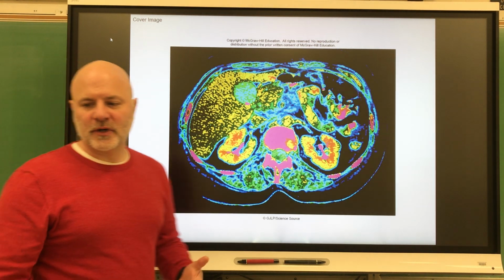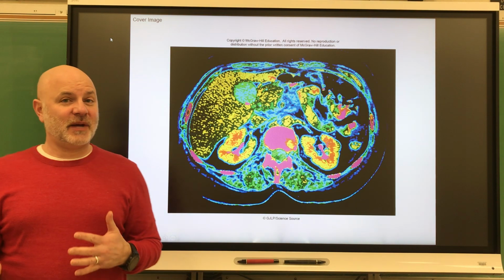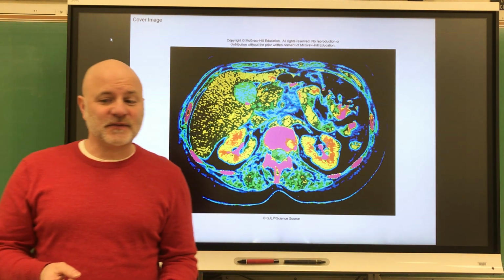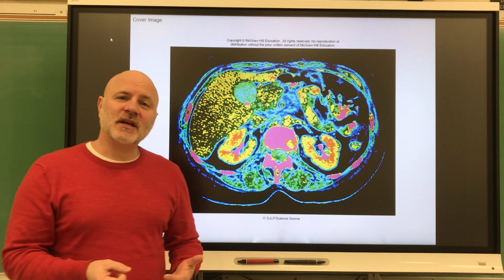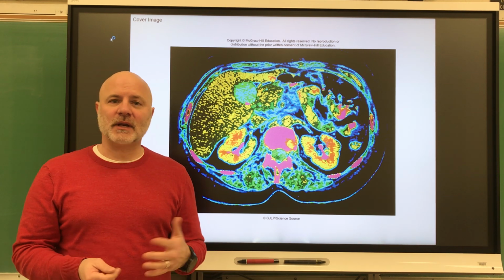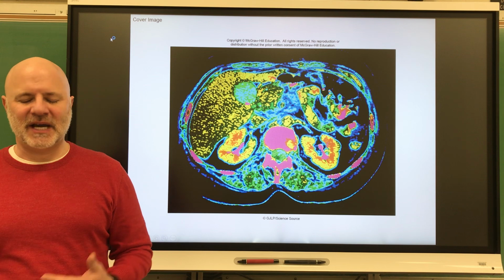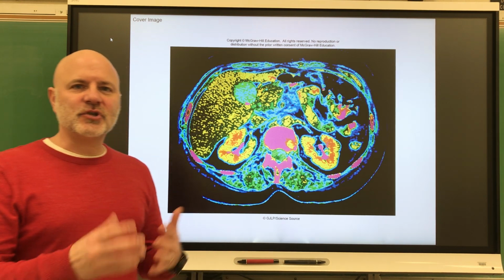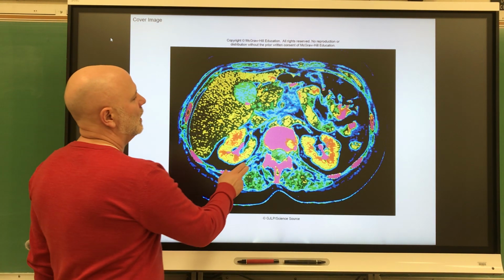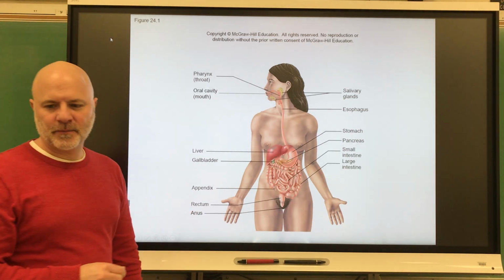Hi everyone. We're going to start chapter 24 now, which is the digestive system. So what digestion is: digestion is the mechanical and chemical breakdown of foods and the absorption of the resulting nutrients by cells. So let's look at some general information about the digestive system.